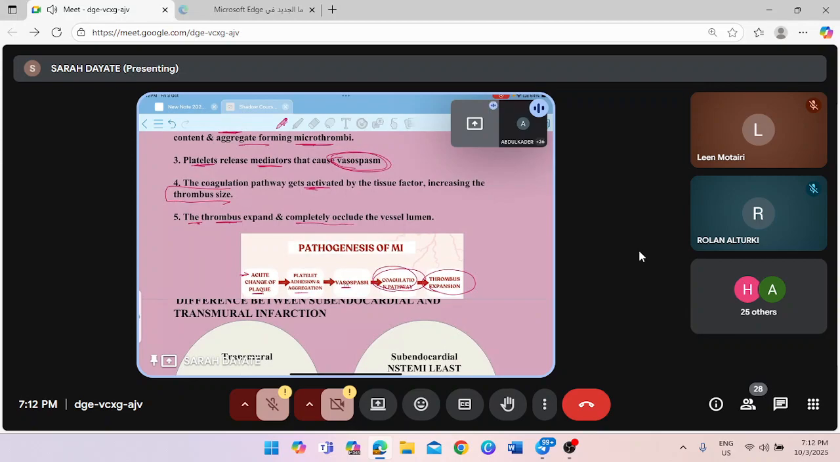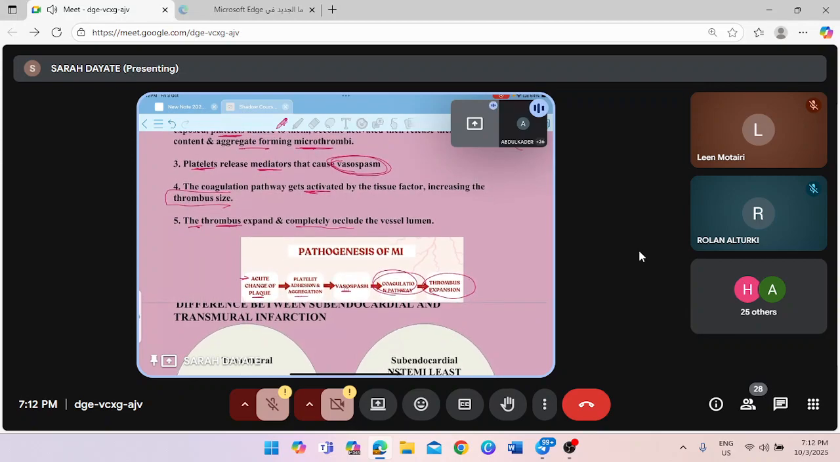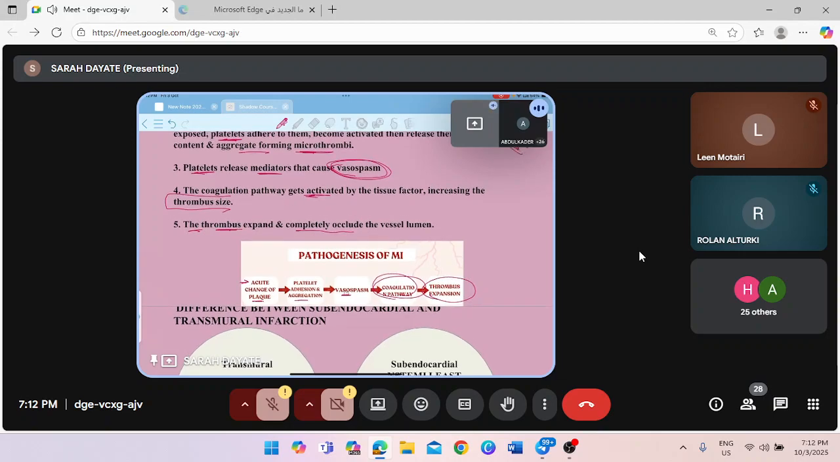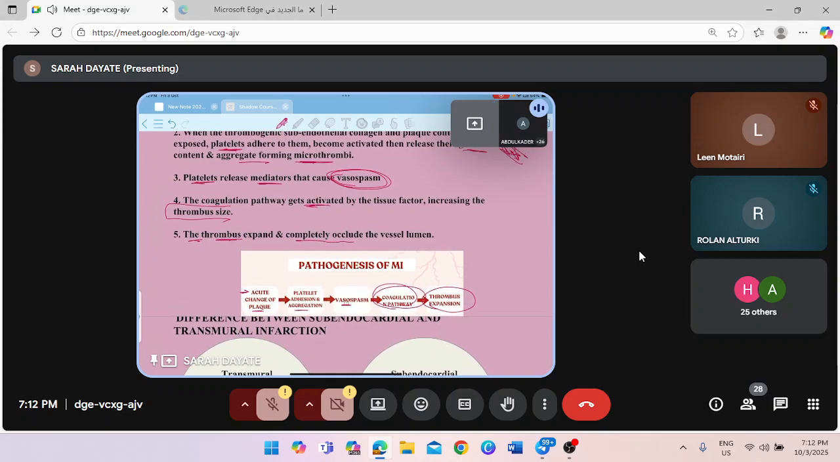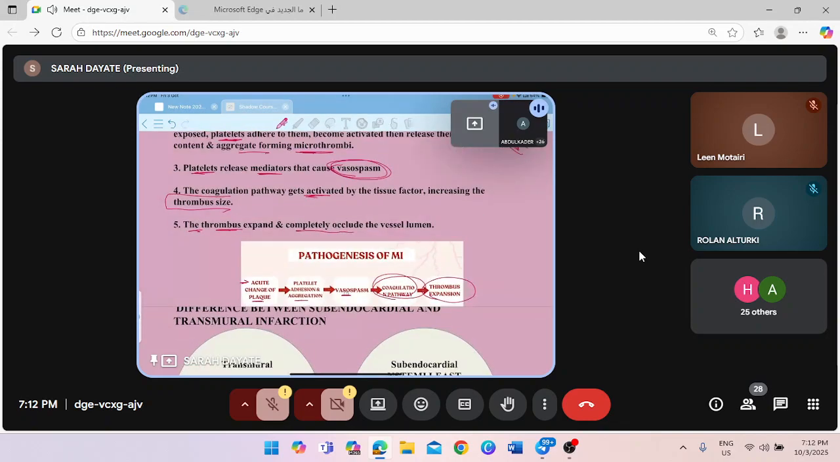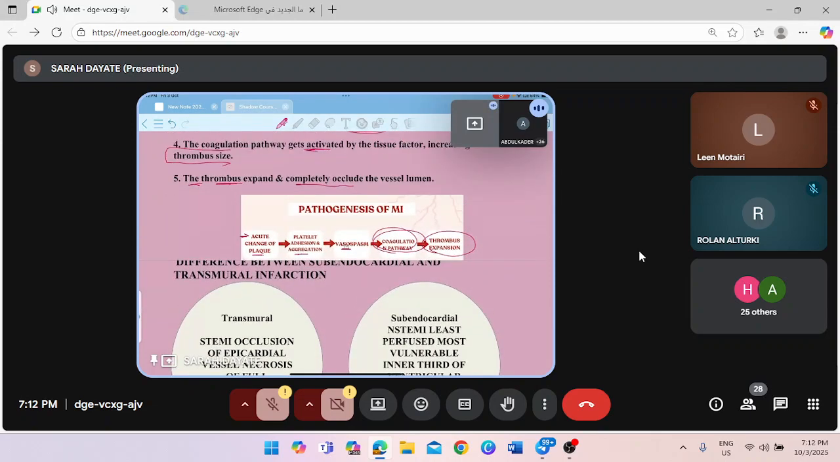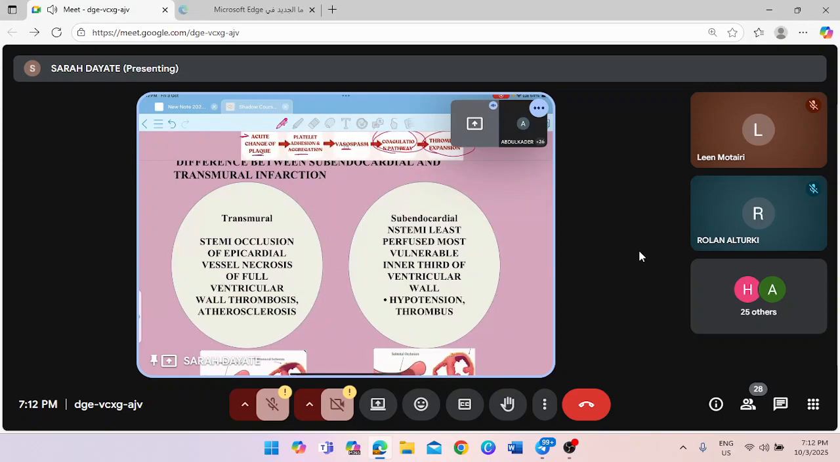Why is it called coagulative? Because in some solid organs, such as the heart, the type of necrosis still maintains the shape. The heart is still keeping its shape even when it's infarcted, even when the cells are dead, the shape has been maintained. This is why we call it coagulative infarction.